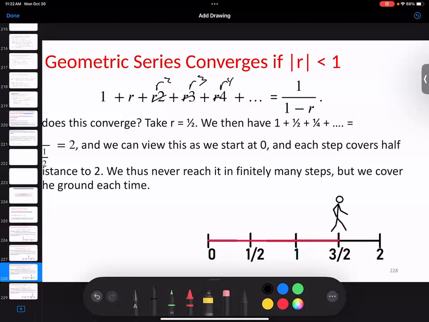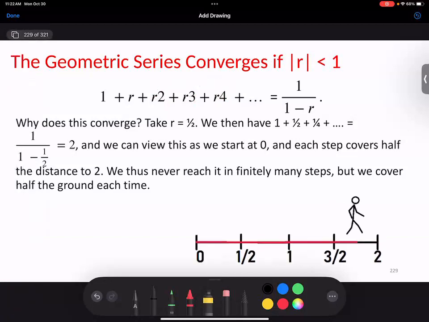And again, each time they walk, they move half the distance. So it should be clear that when you do this, in the limit, when r equals 1/2, the sum of 1 plus 1/2 plus 1/4 plus 1/8 is going to just be 2. So this is proof by story. Can you do a similar story if you're taking steps of size 1/3, 1/9?